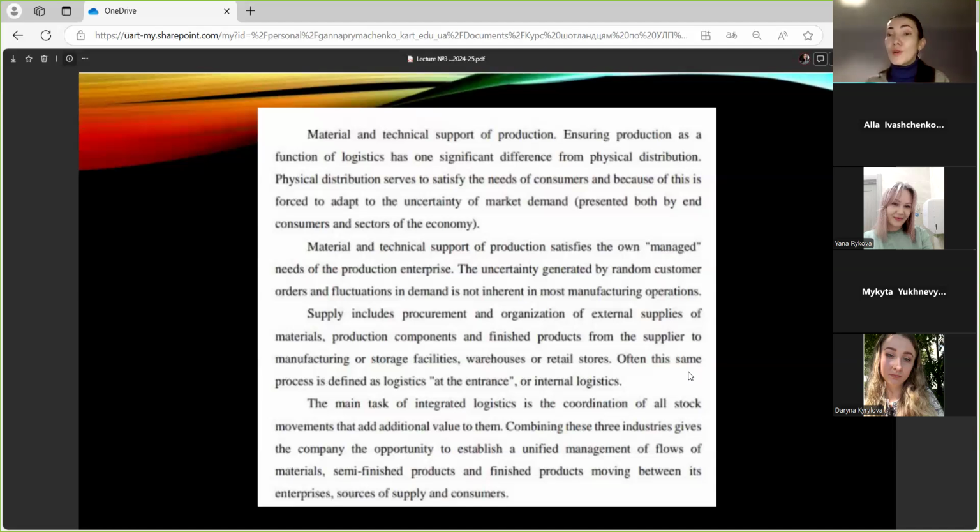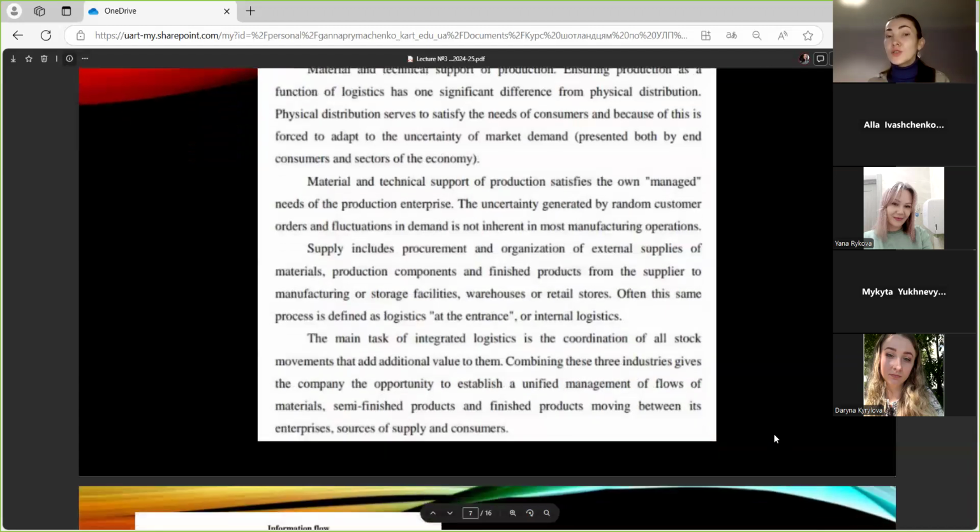Sometimes it could be a very big part of the memberships, and we think about all these positions and points of the road. Often the same process is defined as logistics at the entrance, or internal logistics. The main task of integrated logistics is the coordination of all stock movements that add additional value to them. Combining these three industries gives the company the opportunity to establish field management of flows of materials, semi-finished products and finished products, movement between each enterprise's sources of supplies and customers. So a big part of the memberships could be in this part of delivery for one cargo. And we need to think about all these positions, all these memberships.